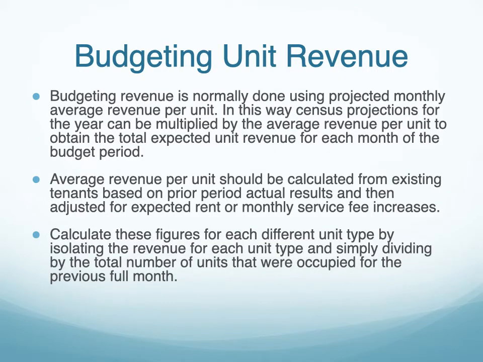Budgeting revenue. Budgeting revenue is usually based on the projected monthly average revenue per unit. Occupancy projections for the year are multiplied by the average revenue per unit to obtain the total expected unit revenue for each month of the budget period, and then they generally annualize it, which means they multiply it by 12. Average revenue per unit is calculated based on the prior period actual results and then adjusted for expected increase in rent or in increases in monthly service fees. These figures are calculated for each different type of unit by isolating the revenue for each type of unit and dividing by the total number of units that were occupied for the previous full month.